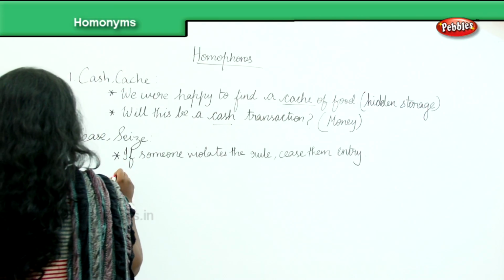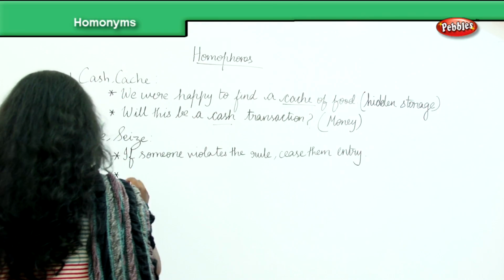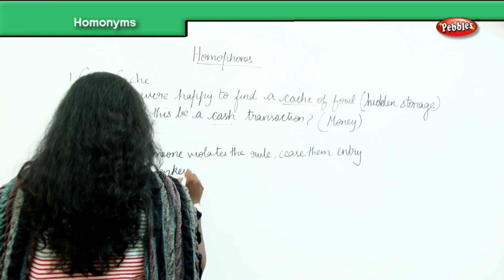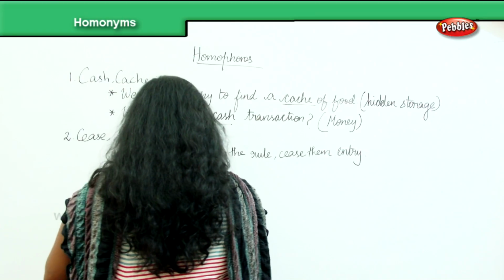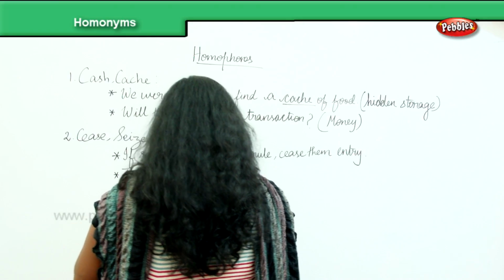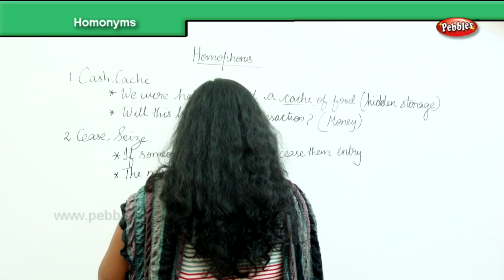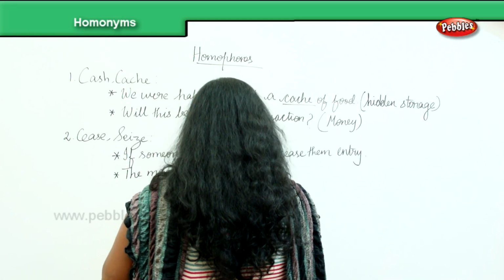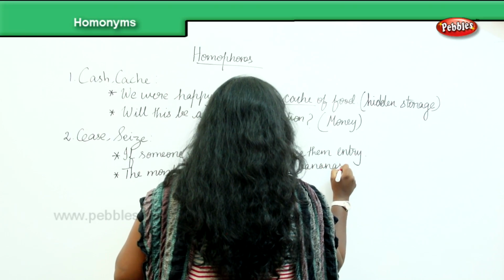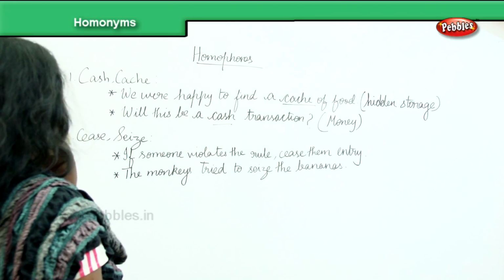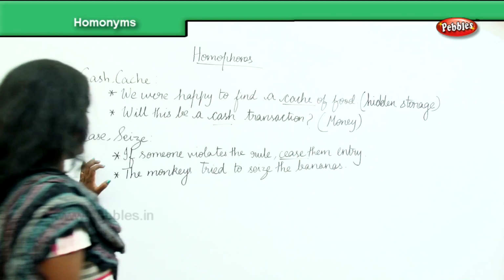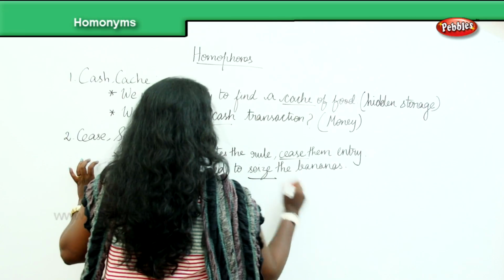I'm going to give you an example for the next seize. The monkeys tried to seize the bananas. If someone violates the rule, seize them entry. The monkeys try to seize the bananas.